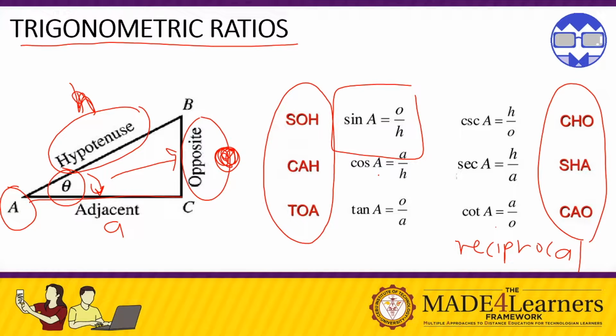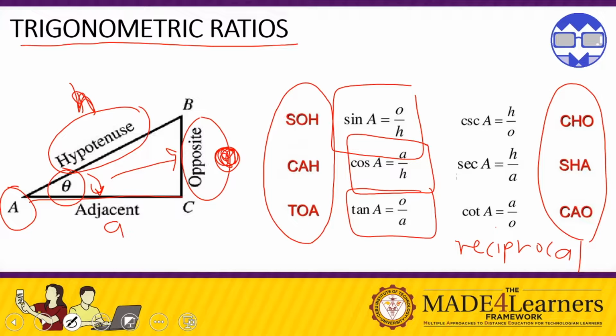For cosine, it's simply adjacent over hypotenuse. It's kind of the opposite of sine: if sine is opposite over hypotenuse, cosine is adjacent over hypotenuse. Then we have the tangent of the angle, which is the ratio of the opposite over the adjacent. That's why it's TOA.